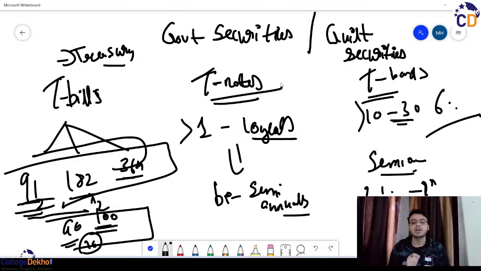And you get the rate of interest semi-annually or biannually. Then T bonds have more than 10 years but less than 30 years, and the rate of interest is from 3 to 6%, where 6% is 3% for the first 6 months and 3% for the next 6 months, right? So this was about the government securities.